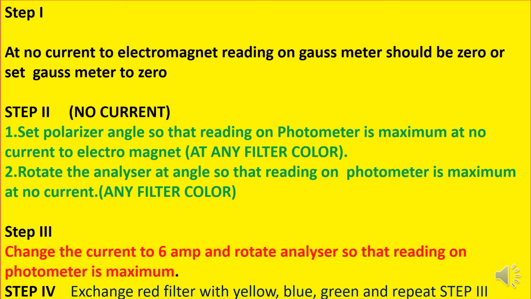Now step 2, whatever name you want to give, it is up to you. Step 2, no current. Set the polarimeter angle so that the reading on the photometer is maximum. So we will rotate this polarizer in such a way that the reading on the photometer is maximum.